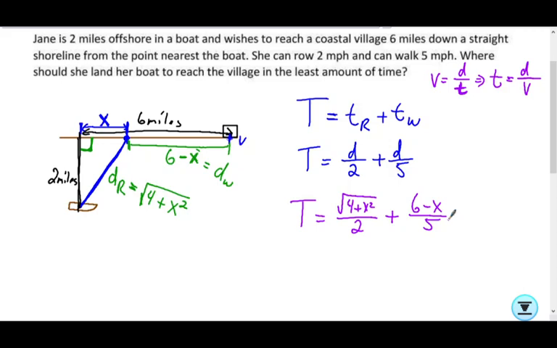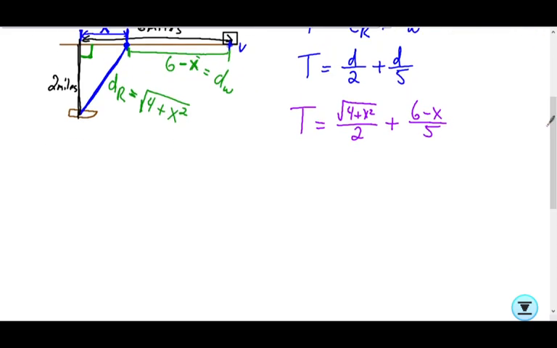So how do we minimize that? Because that's what we're trying to do. We're trying to use the least amount of time. Well, how do you find maximums and minimums? You take the derivative and set it equal to 0. So to make my life easier, I'm going to rewrite this as 1/2 times the square root of 4 plus x squared, plus 1/5 times 6 minus x. Okay, because remember, dividing by a number is the same thing as multiplying by its reciprocal.